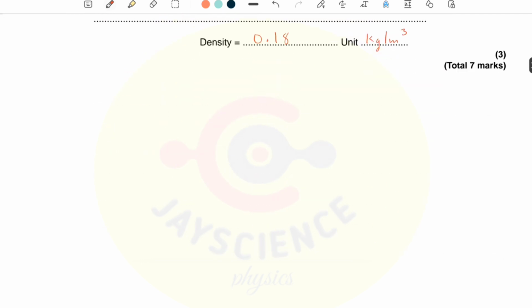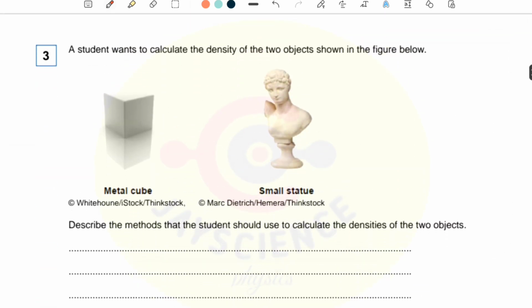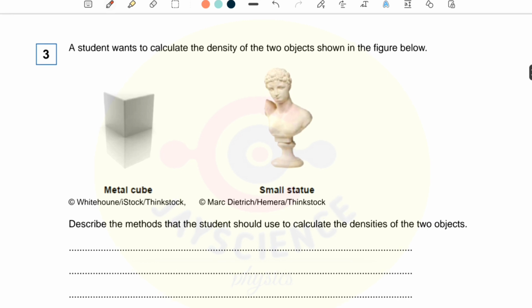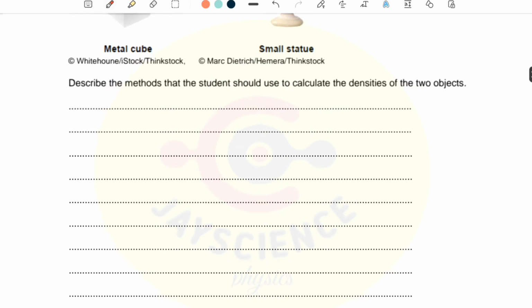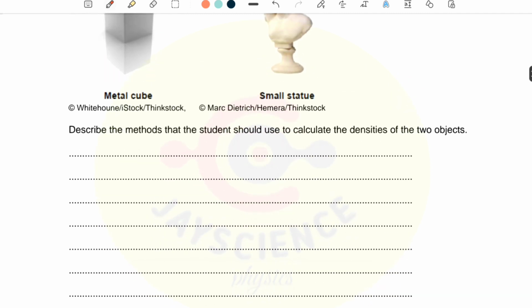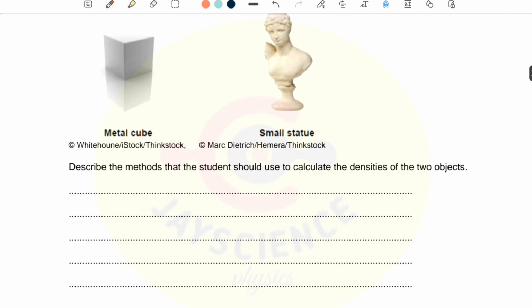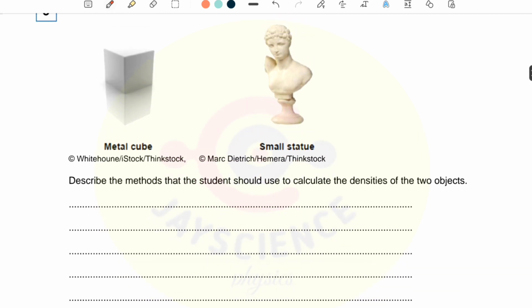Moving on. Let's see what we have for lesson 3. A student wants to calculate the density of the two objects shown in the figure. Describe the methods that the student should use to calculate the densities of the two objects. Now, when it comes to the description here, we should start with the general thing, and then we'll pick each one, one after the other.